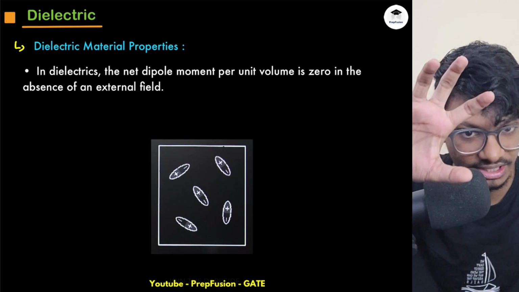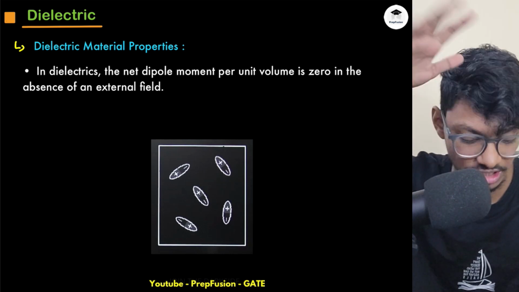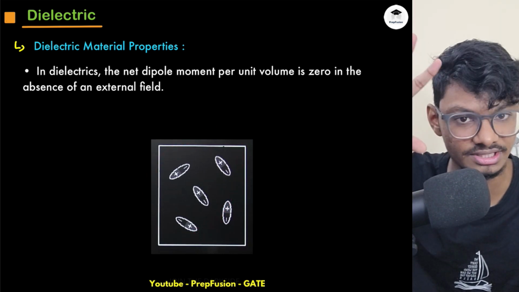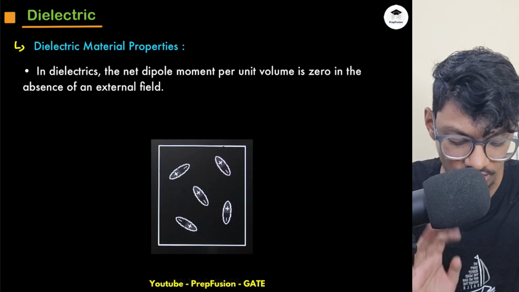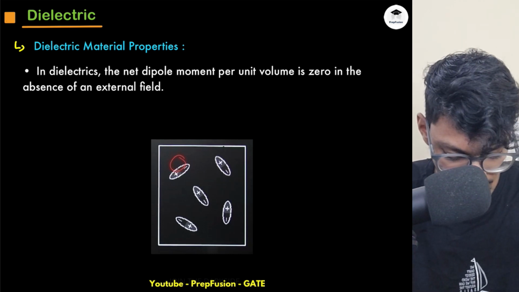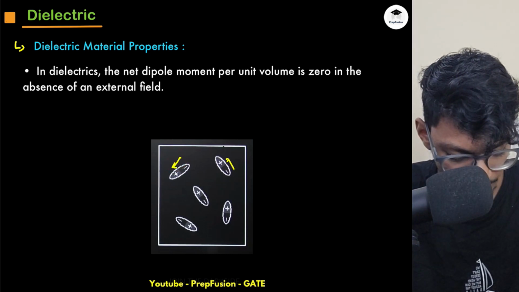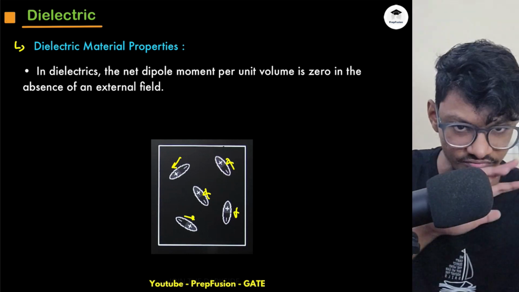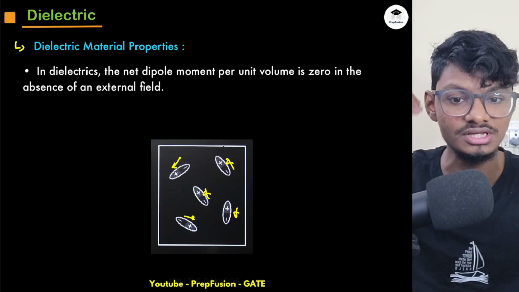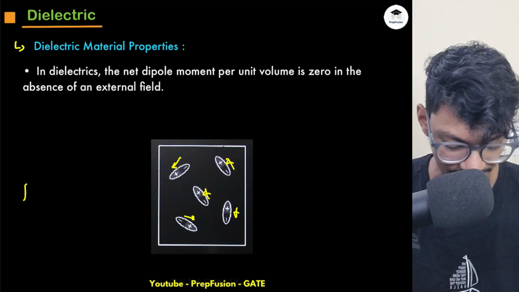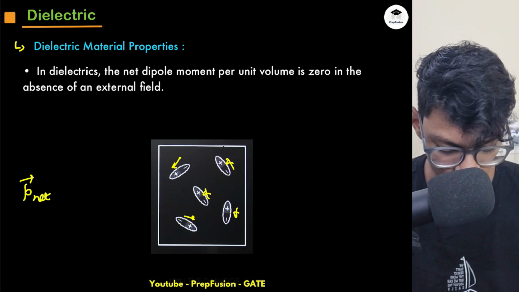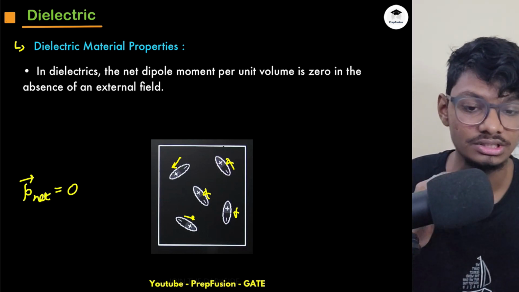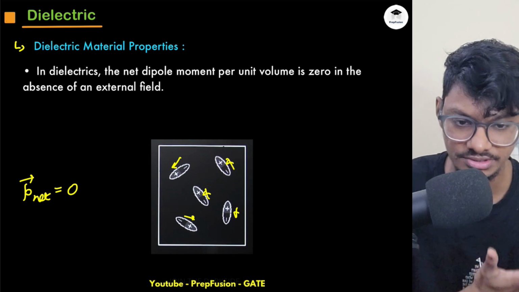But if thousands, millions of dipoles are present inside a dielectric, because there are no free electrons, this will cause a dipole moment in this direction, this in this direction, this in this direction. So all of them will actually cancel the dipole moment. If I add each dipole moment and sum them vectorially, they will be net zero. P net will be zero.